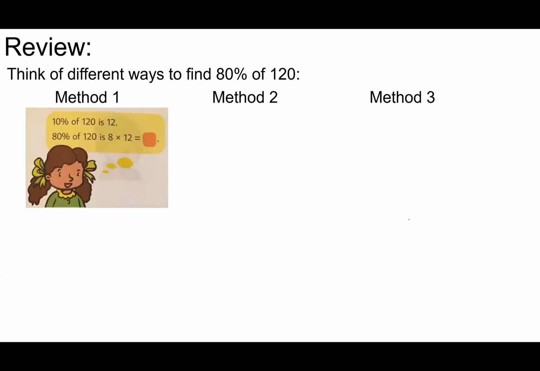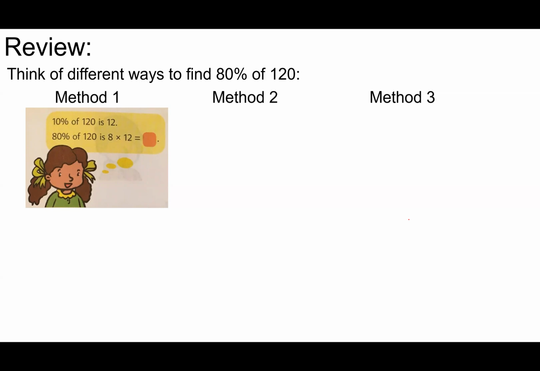All right. Singapore Susie thinks of 80% like this. In her mind, she does 10% of 120, and 10% is really easy to find of anything, right? It's just whatever that number is divided by 10. So she realizes that 10% of 120 is 12. Then in her head, she just multiplies 12 times 8 and she finds 80%. And what's the answer? What's 12 times 8?